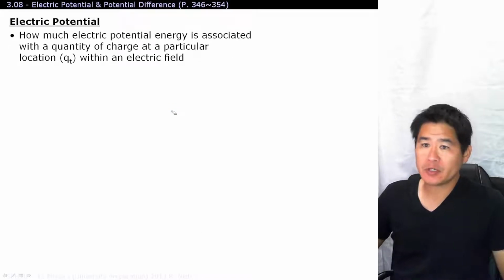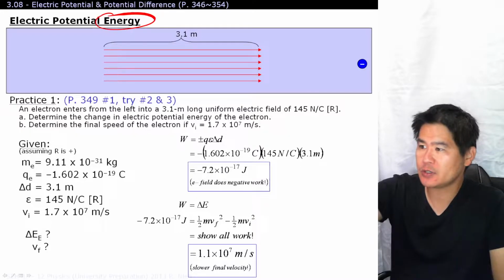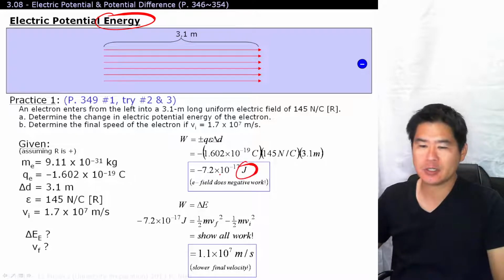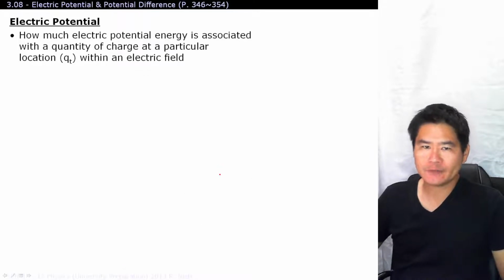A bit more definition. We just covered electric potential energy. Again, use this as your hint: you're trying to find energy at the end of the day. So what exactly is electric potential? It's a fancy word for a volt. That's all it means at the end of the day. Electric potential is a volt.